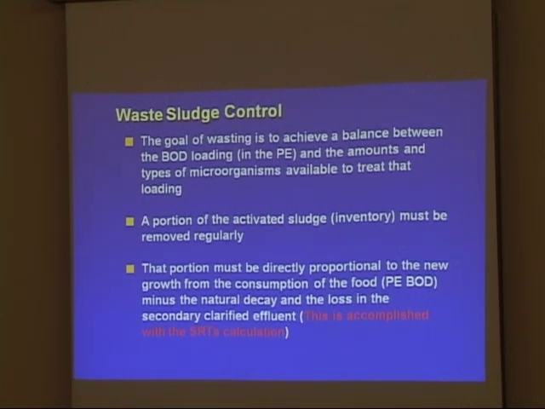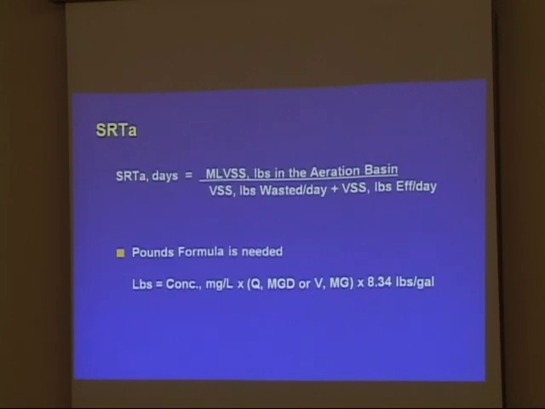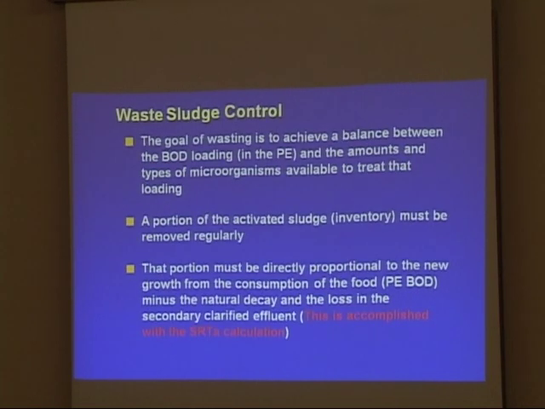All right, waste sludge control. Obviously, you want to maintain a wasting balance between the BOD loading and the primary effluent amounts, types of microorganisms available to treat the loading. And a portion of the activated sludge inventory must be removed regularly because your microorganisms are constantly reproducing. That portion must be directly proportional to the new growth from the consumption of the food, basically the BOD coming from the primary effluent, minus the natural decay and loss in the secondary clarified effluent. And that's accomplished with the SRTA calculations.